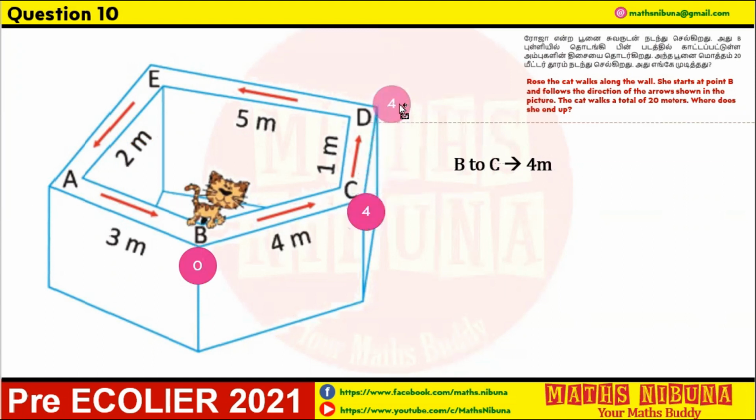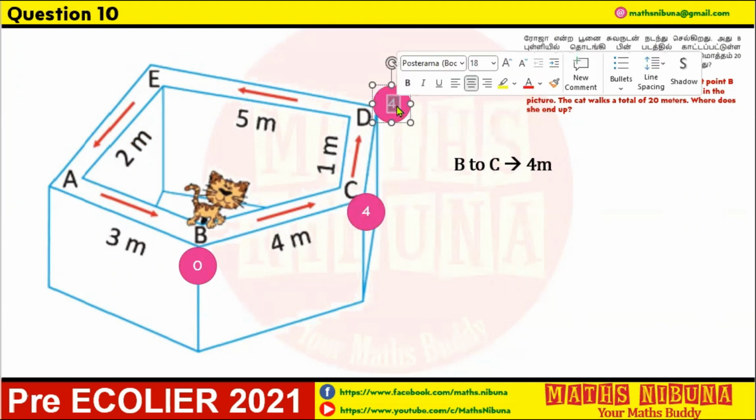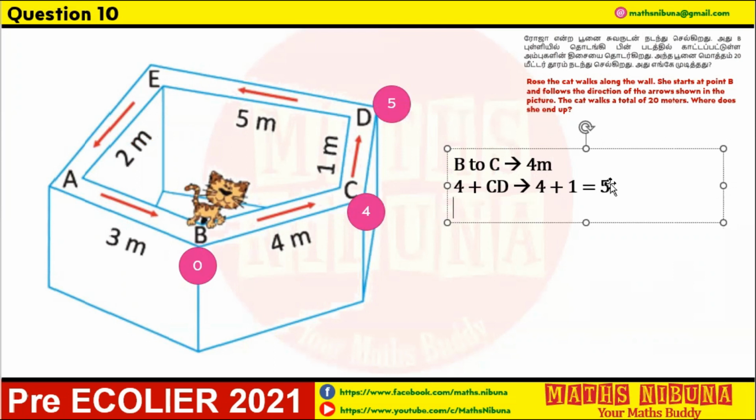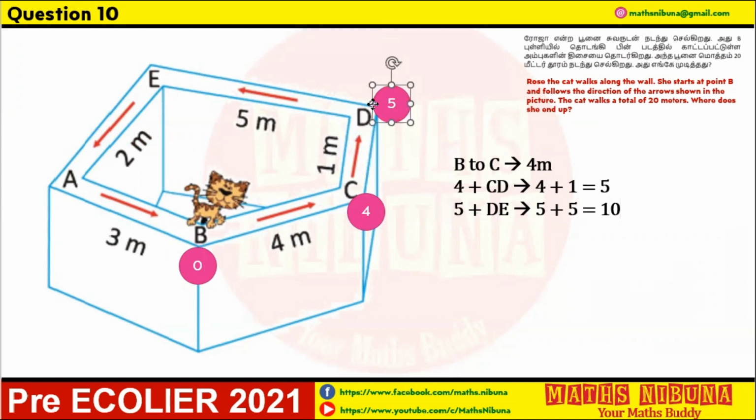And then from B it goes to D. From here 4 meters. And then C to D is 1 meter. 4 plus 1 is 5. Or you can say 4 meters from B to C plus C to D. CD is 1. So I can say this is 4 plus 1 equals 5. And it reaches D. And then from D, the cat goes, now already 5, you plus D to E. D to E is also 5. So 5 plus 5 is 10 meters. So when he reaches E, he has already completed 10 meters.